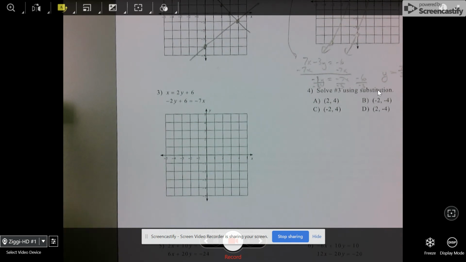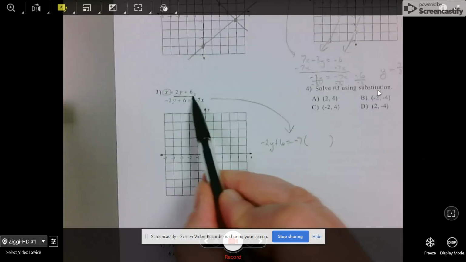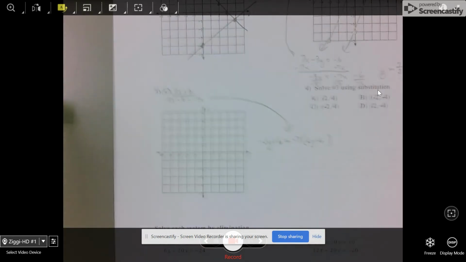I can take and put anywhere else there's an x. I can put in a parenthesis and replace it with my x, so 2y plus 6. Okay, and actually this question says solve number 3 using substitution. I would say if it just says solve in the directions, you could solve it that way from the start.